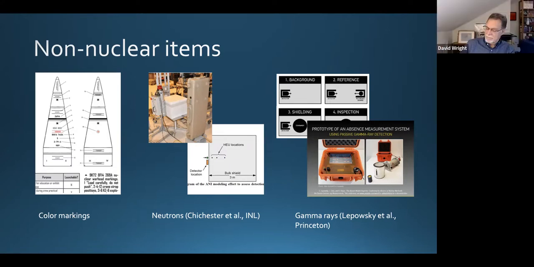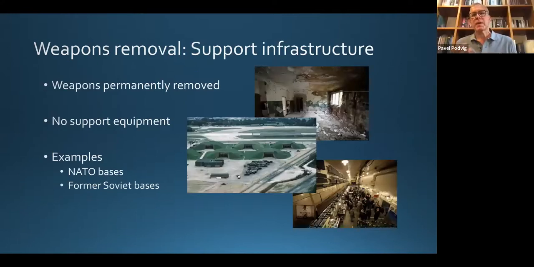Just very quickly, in terms of removal of weapons, once you remove weapons, you could do further steps. You could eliminate the support infrastructure. For example, if you have a facility that doesn't have climate control, then you can be reasonably certain that nobody would store nuclear weapons there on a permanent basis. So there is no support equipment, and these things could be verified.